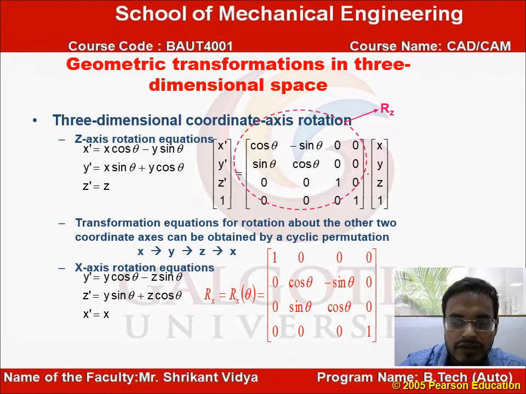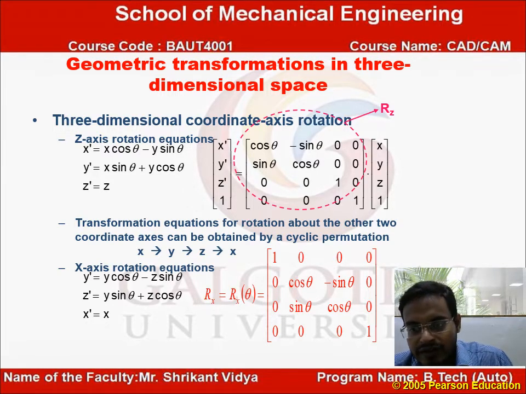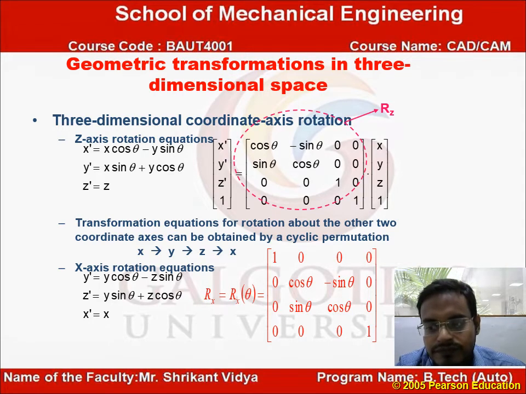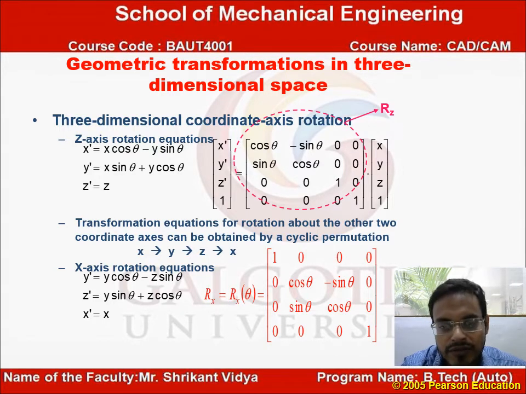So if you are rotating the object about the z axis, then this rotation matrix will be: cos theta, minus sin theta, 0, 0; sin theta, cos theta, 0, 0; 0, 0, 1, 0; 0, 0, 0, 1. If you multiply this matrix by the initial coordinate of the object (x, y, z, 1), then you will get the final coordinate of the object. The transformation equations for rotation about the other two coordinate axes can be obtained by cyclic permutation.